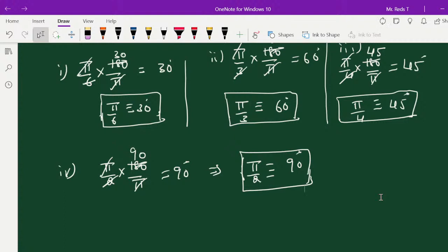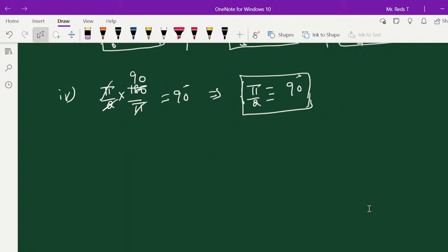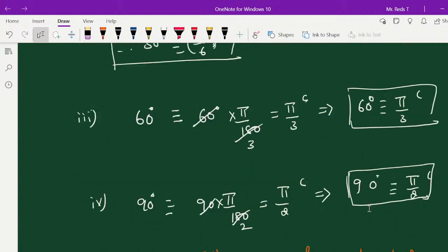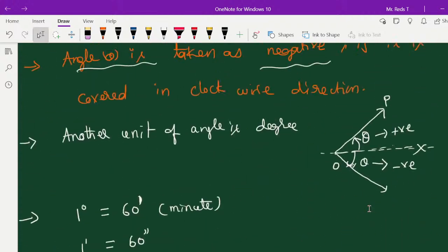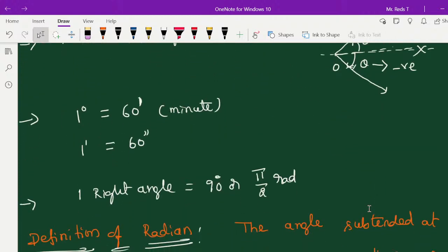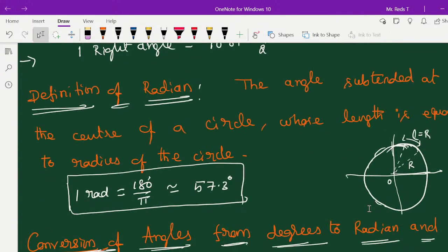Related to this, you may come across some questions like this. While discussing the definition of radian, we have discussed what a radian is: the angle subtended by an arc whose length is equal to the radius is called 1 radian. The definition of radian we have discussed right here.